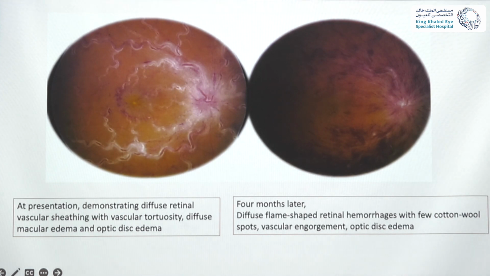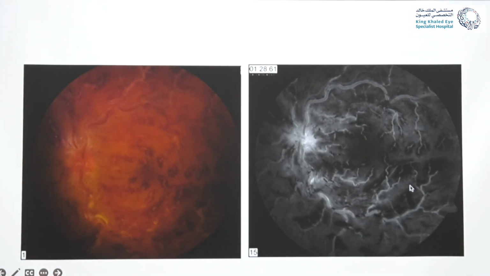So at the presentation, in one of the patients, we can see the diffuse retinal vascular sheathing with vascular tortuosity and macular edema and optic disc edema. 4 months later, there are diffuse flame-shaped retinal hemorrhages with a few cotton wool spots and vascular engorgement and optic disc edema. This is another case in which you can see the typical frosted branch angiitis, the hemorrhagic frosted branch angiitis.